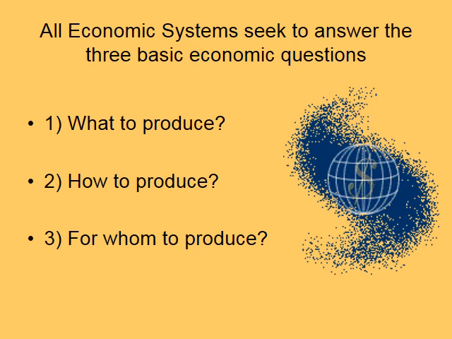All three economic systems answer three basic economic questions. One, what to produce? That means, what is our country's economy going to make? Two, how are we going to produce it? How are we going to make these goods to sell? And three, for whom to produce? Who are we making these goods for? Who are we going to sell them to? Are we just going to sell them locally in our own country, or are we going to export them around the world?